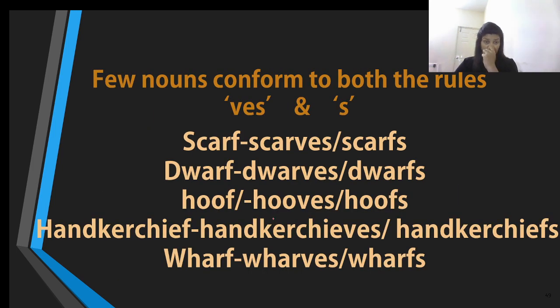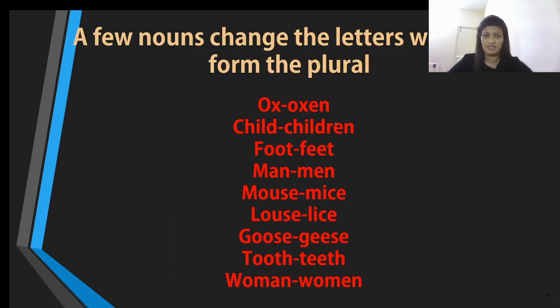The next is another exception, like scarf, dwarf, hoof, handkerchief, and wharf. These words actually conform to both rules, VES and S. You can either write it with VES by dropping the F, or you can just go ahead and add the letter S. Both are accepted. The next is when you have words like ox, oxen. You can see that you do not add S or ES or IES or VES. All you do is change the word. Ox becomes oxen, child becomes children, foot becomes feet, man becomes men.